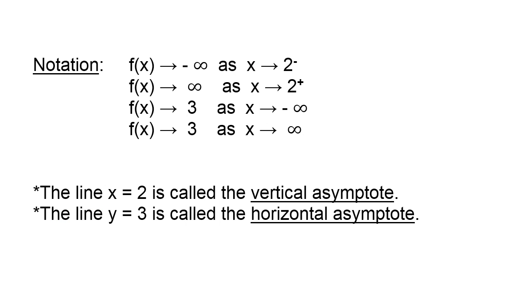When your function shoots off to positive or negative infinity as x approaches a number from the left or the right, we call that a vertical asymptote. When your function approaches a number as x approaches positive or negative infinity, that is called a horizontal asymptote. So for our example, we have the line x equals 2 as a vertical asymptote and y equals 3 as a horizontal asymptote.